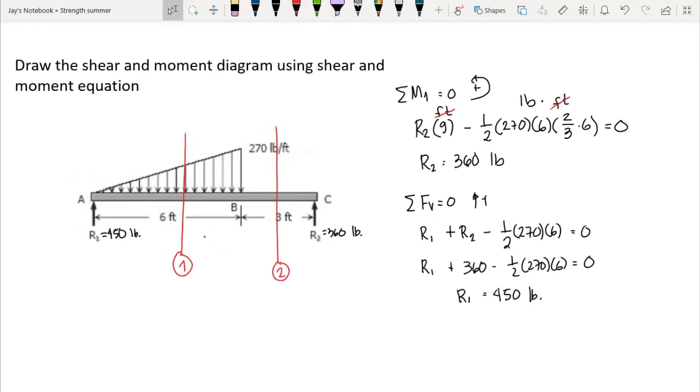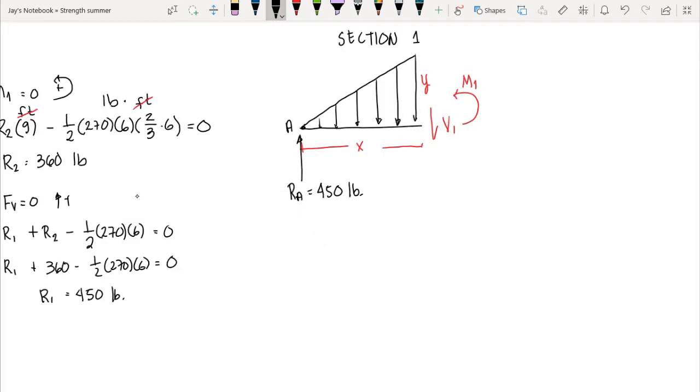If we cut at section 1, we know that section 1 is x distance from A, so let A be our reference point. We measure the distance of our cut section always from A. So therefore our section 2 here is also x distance from A. If we cut at section 1, we expose our internal shear and the internal moment, and we assume them as positive. So if we isolate this section, this would be our cut section 1, in which we have internal shear 1 and internal moment 1.